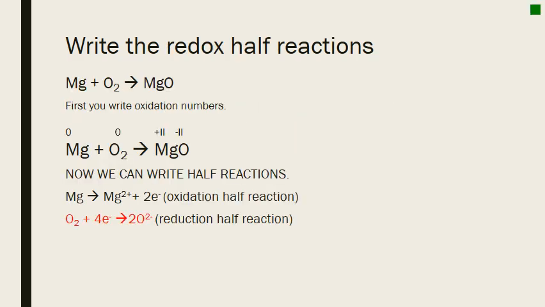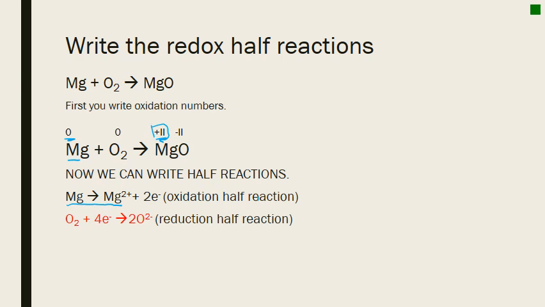So this is an example of writing a redox half reaction. For example, we've got magnesium plus oxygen goes to MgO. So first, as we did before, we wrote the oxidation numbers. This is the example that I gave before. So look at the previous slide, how we came up with these oxidation numbers. Now we can write the half equations. So magnesium went from 0 to plus 2. So Mg, magnesium, went from, this is the equation, magnesium to magnesium 2 plus. Okay, so we look at the oxidation number to give it its charge.